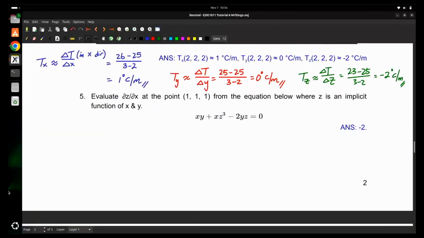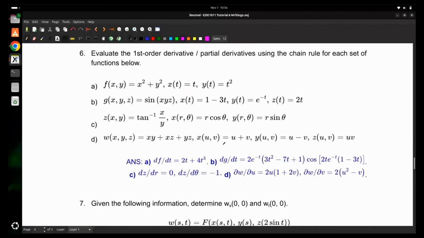Can already. Okay, question 5 is on implicit differentiation applied to partial derivatives. Do I need to do question 5? Good, DIY. So you better practice. Okay, 6C. Yeah, so this one uses the chain rule.